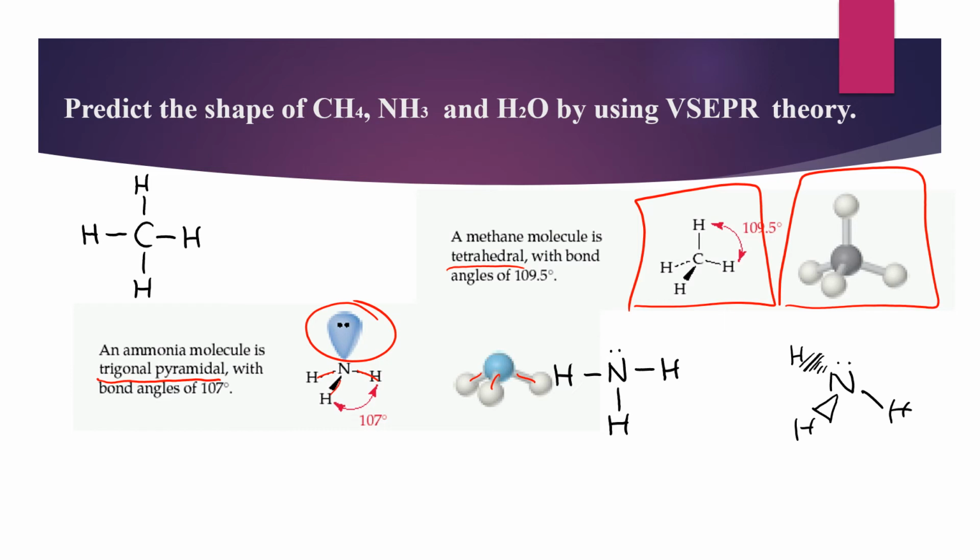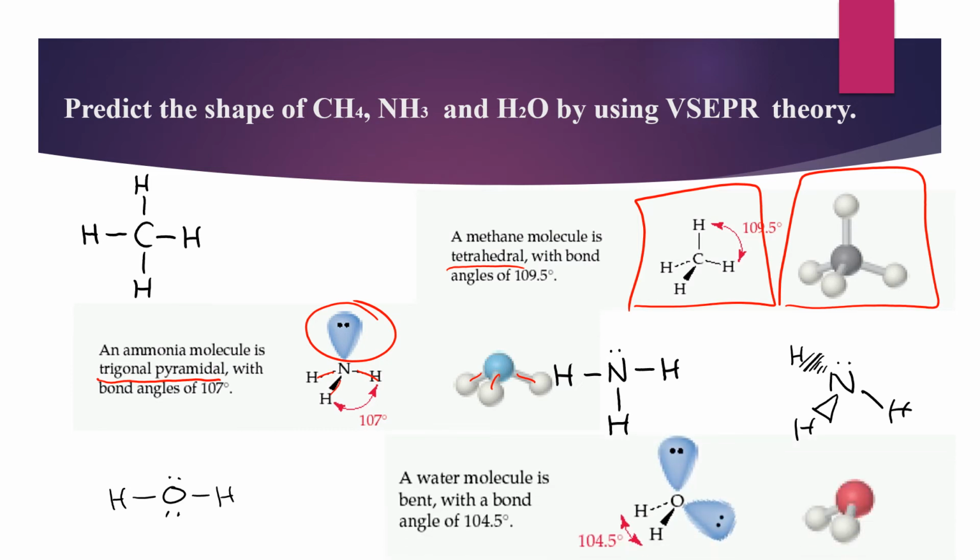Last but not least, we have water. So water is O with 2 H's attached to it and 2 lone pairs on the central atom. We take a look at our notes and the shape is considered to be bent. Okay, bent. And we have the 3D models using H and O's.